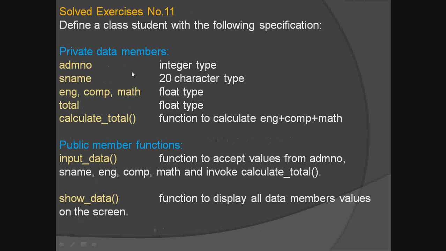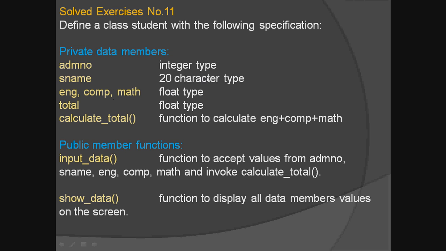Now if you see in the solved exercises, that is number 11, there are similar problems. This is important. You have to solve these types of problems from the solved exercise. In this particular problem, you can see: define a class student, with the following specification. The private data members are admission number, S name. In the textbook, this S name is mentioned here, but in the source code S name is not mentioned, so you correct that one. English, computer, maths, total, calculate total.